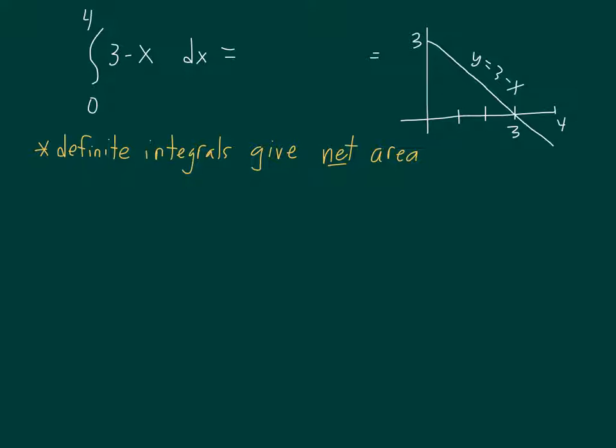Well, you have to understand that definite integrals give us what we call net area. That means it's going to factor in any positive area as well as any negative area. And remember, negative area is just area underneath the x-axis. So it's going to put those two together and give you what we call a net area.